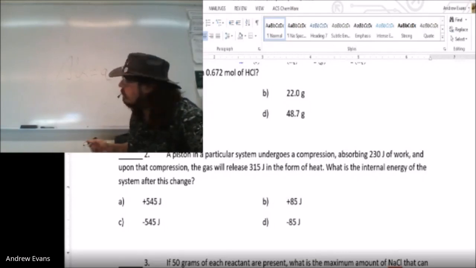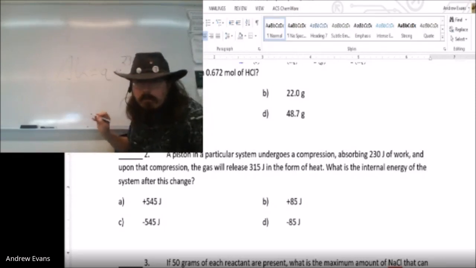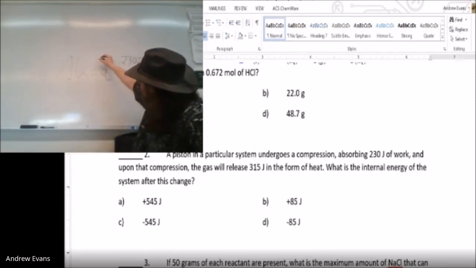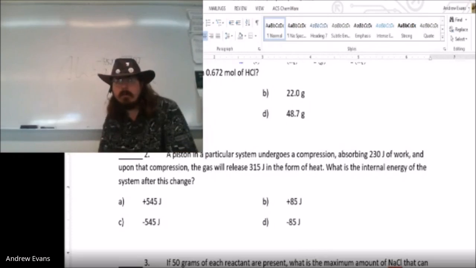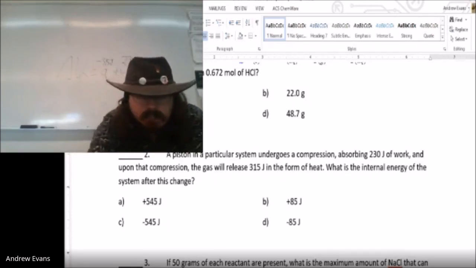So absorbing work means work enters, so a positive 230 joules of work. It releases heat, so it's a negative 315 joules of heat. Negative plus a positive is going to mean this is going to be negative 85 joules, or D.